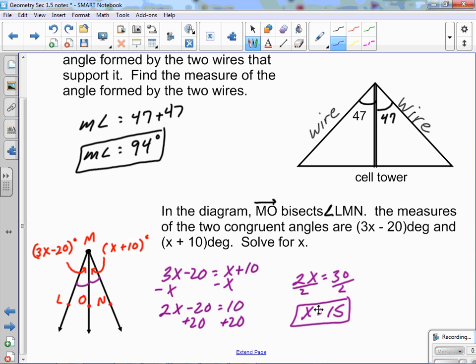So our x value for each of these angles is 15. If I add 15 plus 10 here, that would give us 25 for x plus 10. Or 15 times 3 would be 45 minus 20, which would also be 25. So that completes the notes for section 1.3.